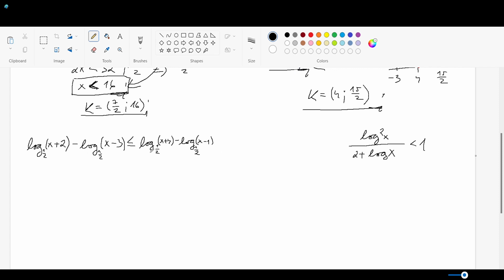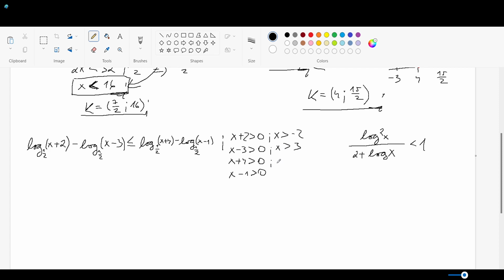Okay, so if we have a look at this inequality here, the first thing we have to do is to find the domain of the 1, 2, 3 and 4 functions. So the argument of the first function x plus 2 must be greater than 0, the argument of the second function x minus 3 must be greater than 0, and x plus 4 must be greater than 0, and x take away 1 must be greater than 0. From the first inequality, x must be greater than -2. From the second inequality, x must be greater than 3.